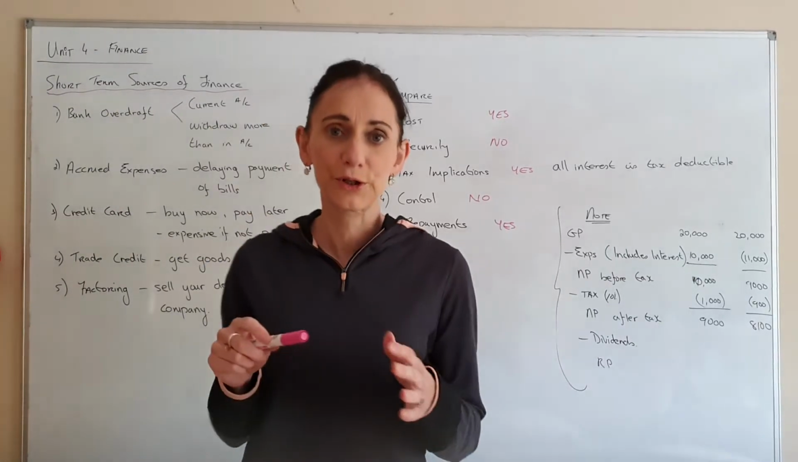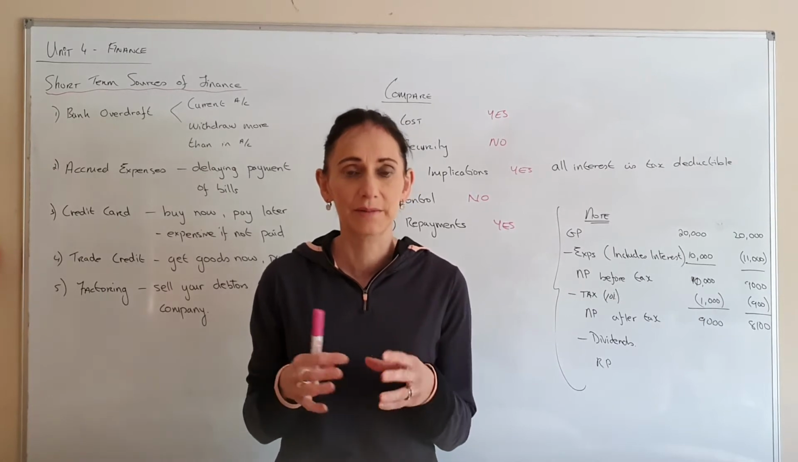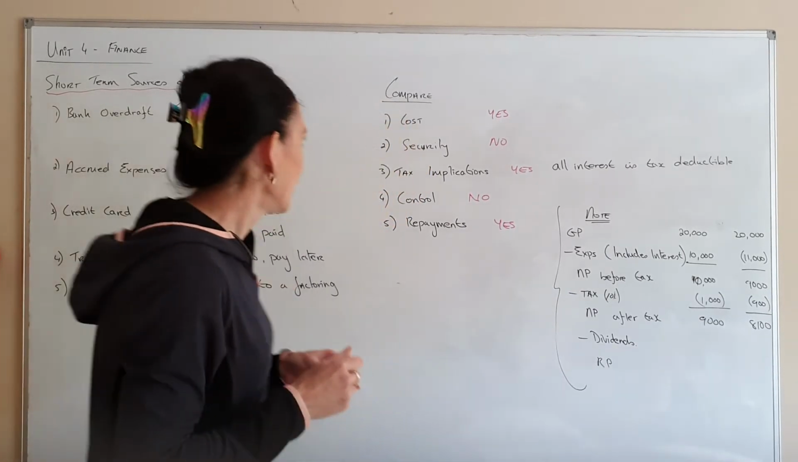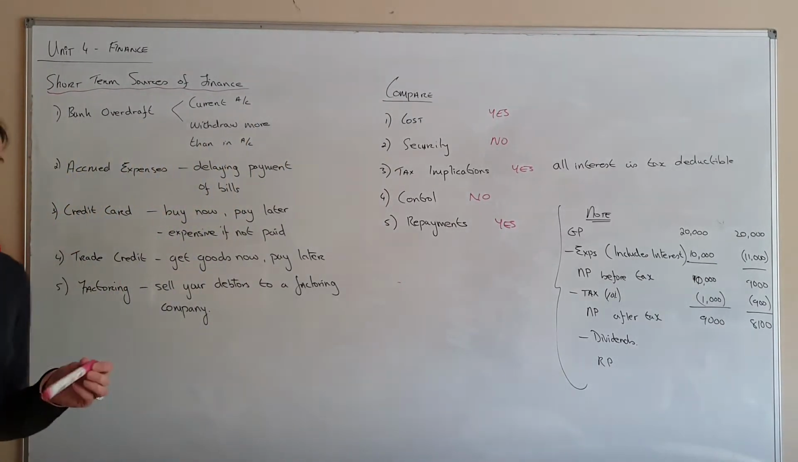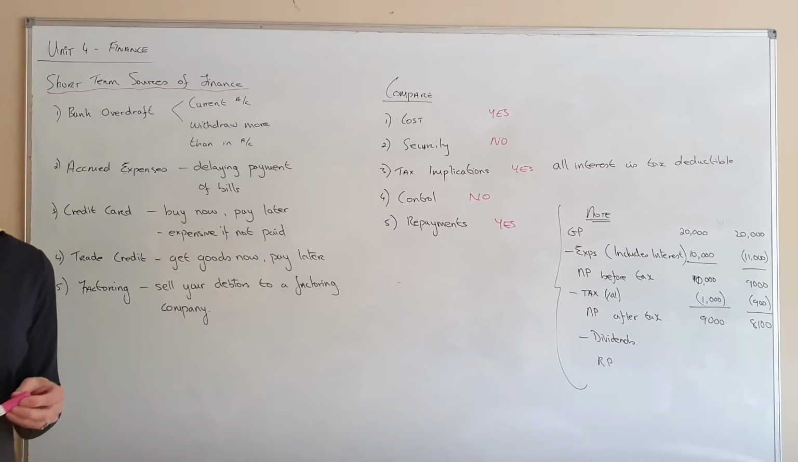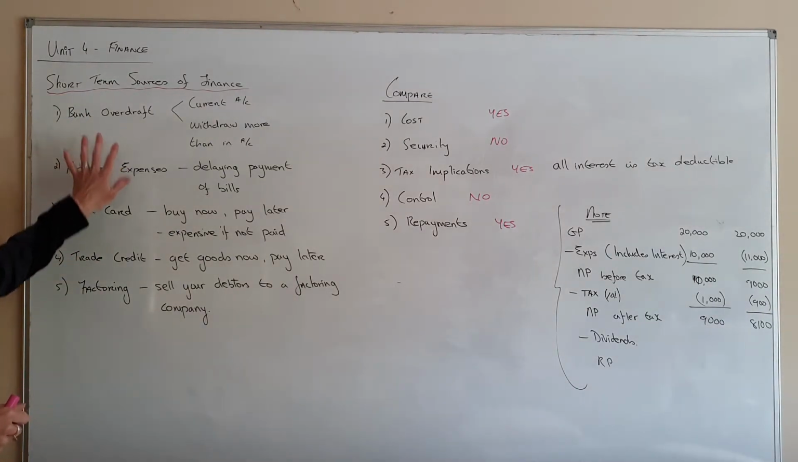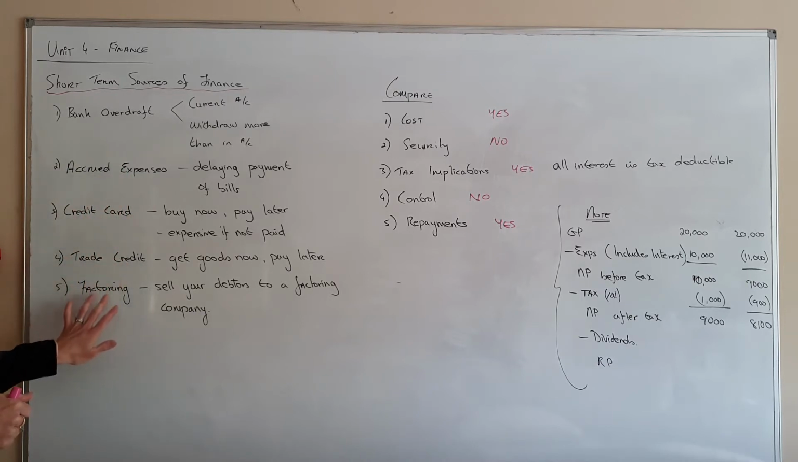Okay, we're going to do Unit 4, Sources of Finance, the name of the chapter. I'm just going to do the short-term sources of finance, just quickly do a recap on them. There's any number of short-term sources of finance you can use. You need to know about 3 to 4 of these in the exam. So you have your bank overdraft, accrued expenses, credit card, trade credit, factoring.